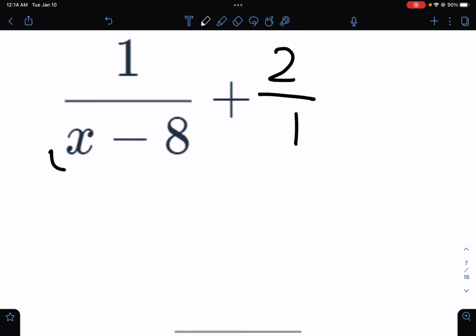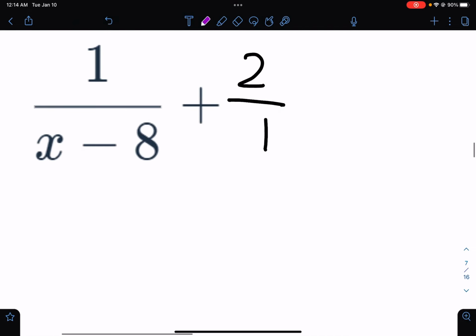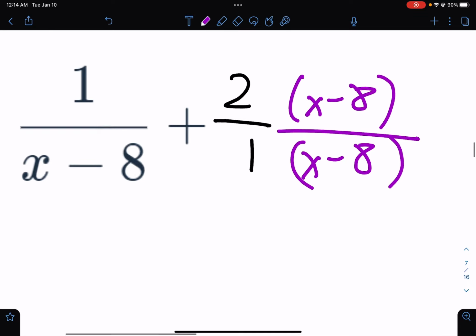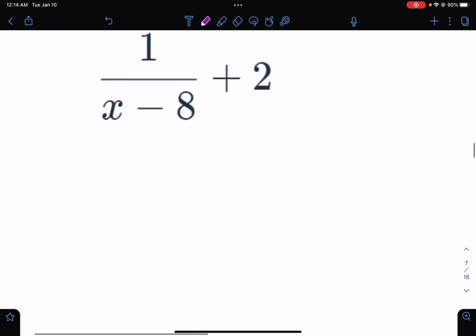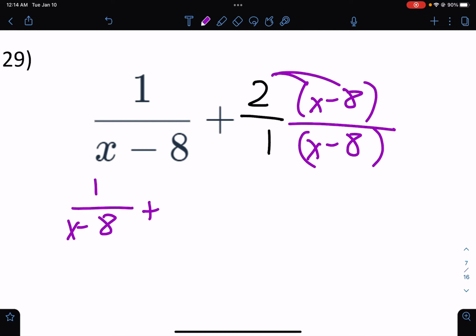So if we look, this guy has an x minus 8, but this guy doesn't have anything. It has a 1, but that's kind of considered nothing. So what we have to do is get this second fraction to have an x minus 8. I'm going to do that by multiplying the top and the bottom by x minus 8. Now, when I do that, I have to make sure I distribute. That's incredibly important. So we end up with our original fraction, which was 1 over x minus 8. We didn't do anything to him. And then plus, when we distribute, we get 2x minus 16 all over x minus 8.